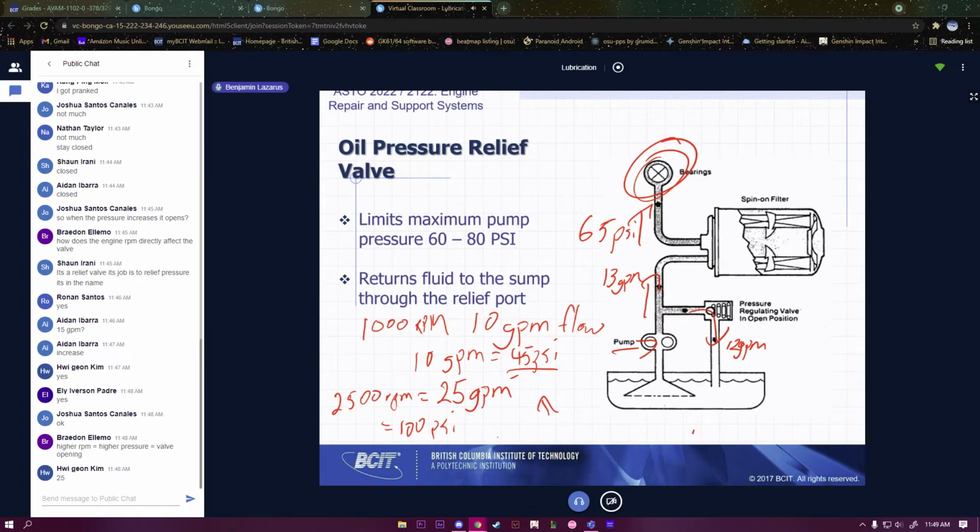Does that make sense? So the faster I turn the engine, the more flow I've got, the more this valve opens, because we've exceeded the flow needed to make 60 PSI.